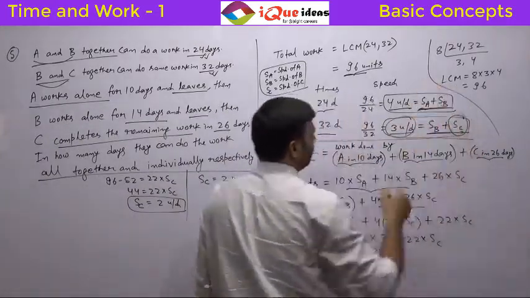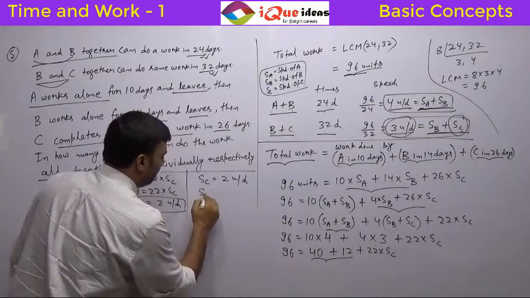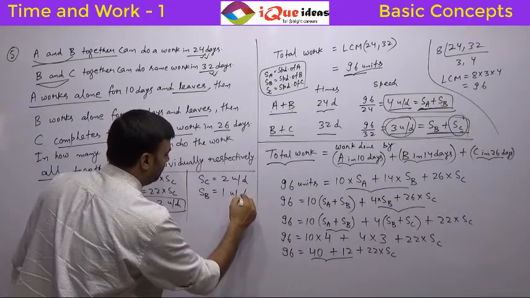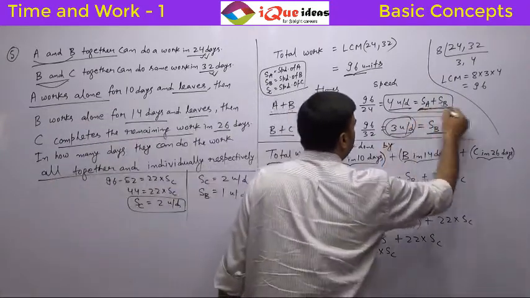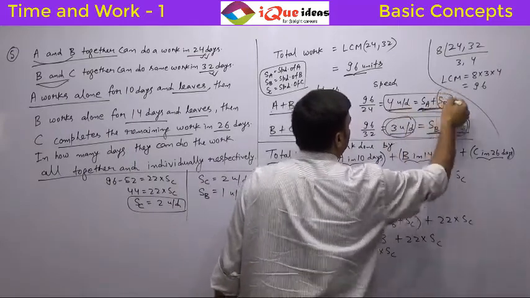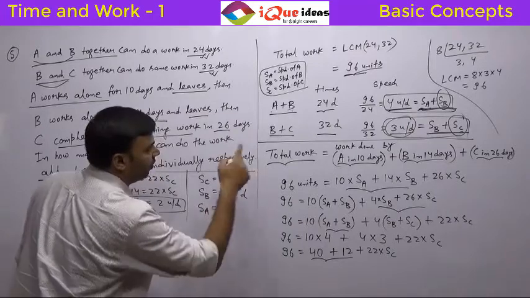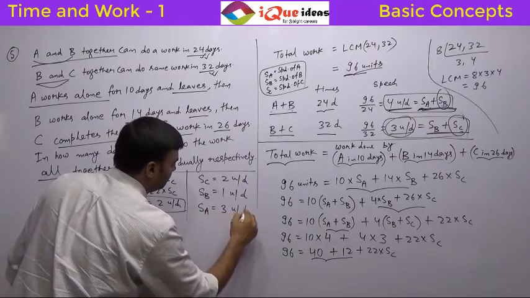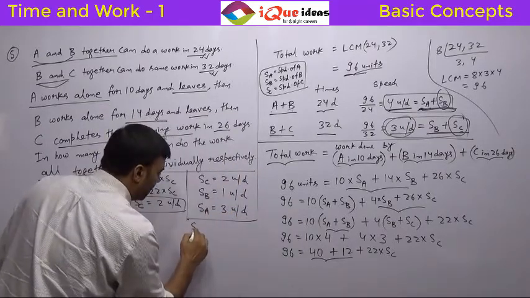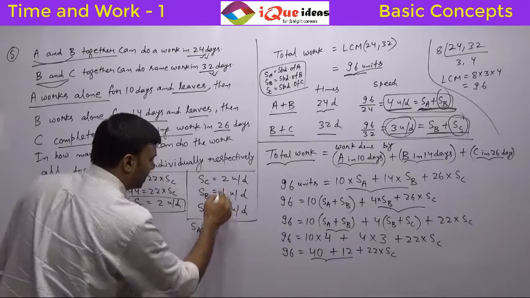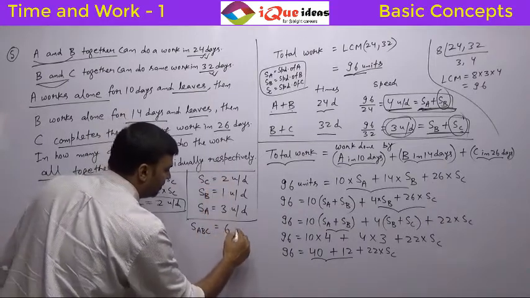If you put speed of C as 2 units per day, you will get speed of B as 1 unit per day. Now, combined speed of A and B together is 4 units per day. If you put speed of B as 1 unit per day, you will get speed of A as 4 minus 1, that is 3 units per day. If you add all three, you will get speed of A, B, C combined together, and that will be 2 plus 1 plus 3, 6 units per day.